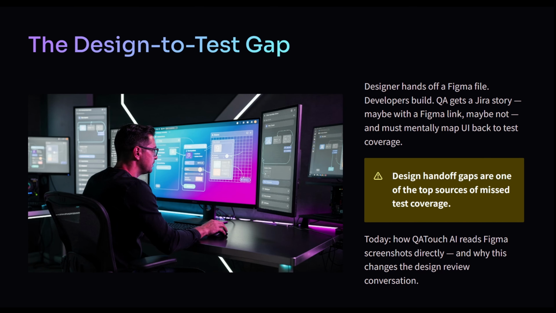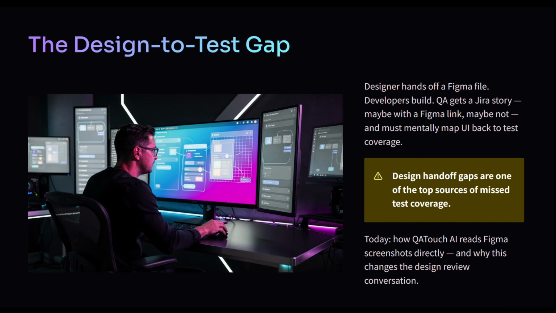Let me describe the design to test gap in concrete terms, because I want you to recognize this in your own workflow. The designer creates a UI in Figma. It's detailed, it covers things like hover states, active states, disabled states, error messages, loading indicators, and empty states. The design is comprehensive. It's done its job. Then it goes through handoff. The developer gets the design specs, the product manager writes a user story, and somewhere in that chain of communication, a lot of the visual details get compressed into prose or dropped entirely.